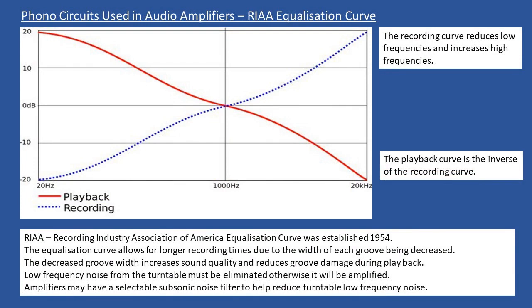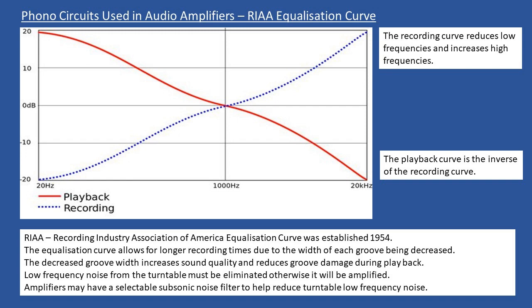Now, when we think about the production of the master disc, in the early days there was really no standard with regard to the frequency range and how the audio was recorded. There were many manufacturers producing vinyl records, and as I said, there was no real single standard. But in 1955, the Recording Industry Association of America created the equalization curve that you're seeing here. So you may well see in some technical documents references to the RIAA, as we can see. The idea of the equalization curve is that it allows for longer recording times due to the width of each groove being decreased.